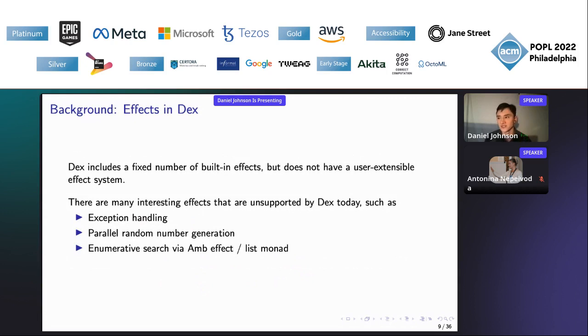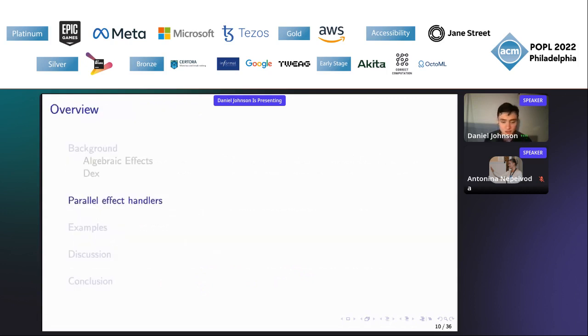But right now, the reason these aren't implemented is because every effect has to be built into the compiler. And it would be really neat if instead these were something that users could write in the Dex core language itself. So that brings us to this work, which is trying to combine the benefits of algebraic effects and the parallel effects as seen in Dex. The approach that we're taking is to generalize algebraic effects to be parallelizable in the same way that effects are parallelizable in Dex.